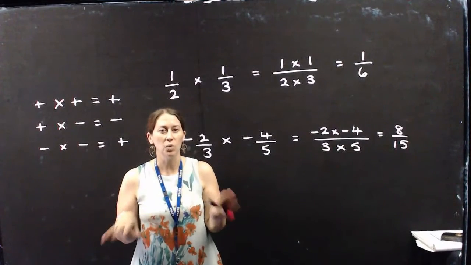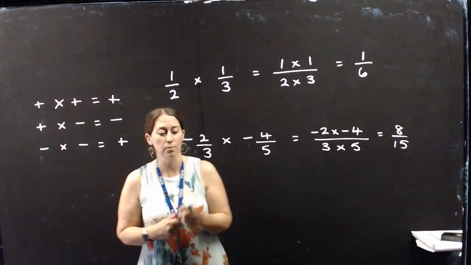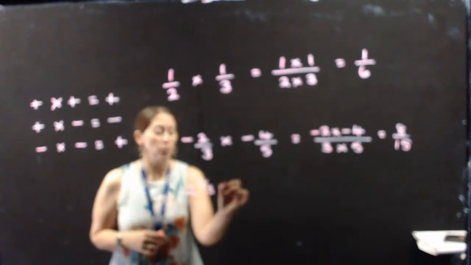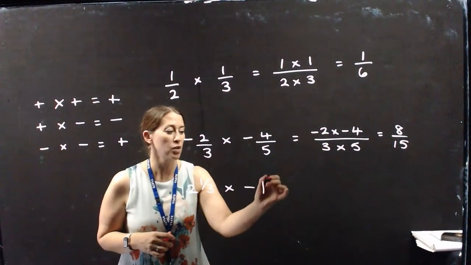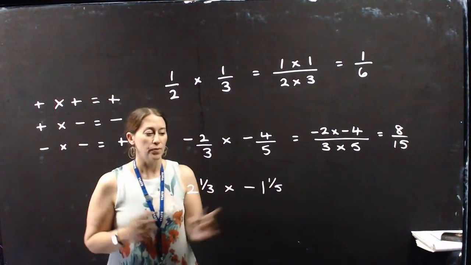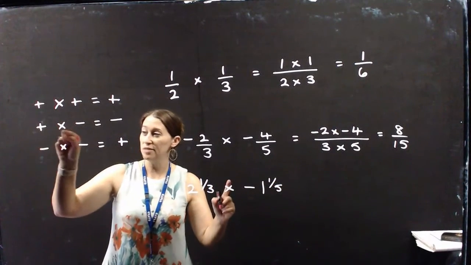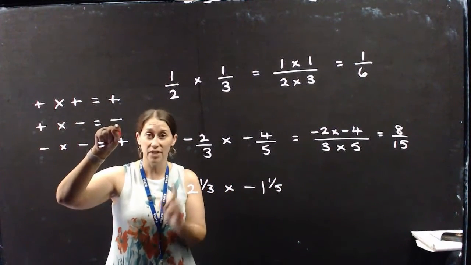That's pretty much everything you need to know about multiplying fractions together. Now let's look at what happens if we've got a mixed number. So I mean 2 and 1/3, and let's say we want to multiply that by -1 and 1/5. First of all, we have a positive number and a negative number. A positive times a negative will give us a negative answer.